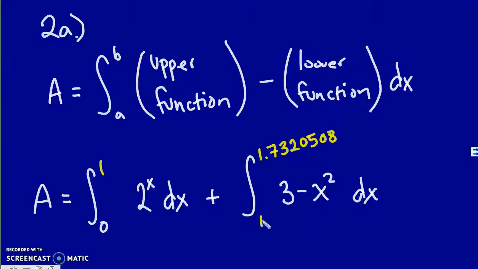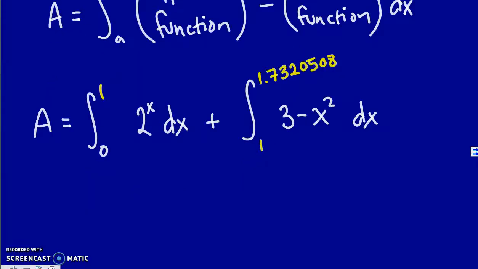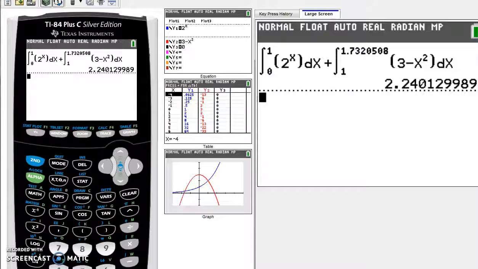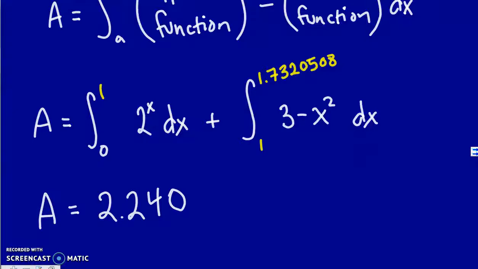The second one has the integral. So this second region has the integral from 1 to 1.732058 of 3 minus x squared dx. Hopefully you guys aren't having trouble punching this into your graphing calculator. So I don't want to waste time with that. But once you plug it into the calculator, you should get 2.2401299989, truncate all around 3 places, and that's your answer.